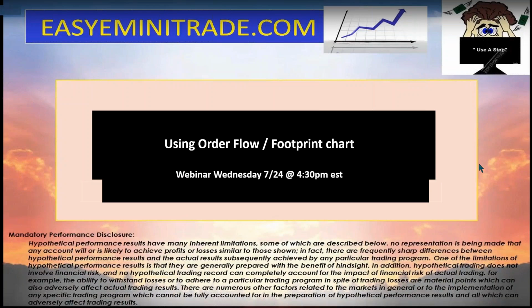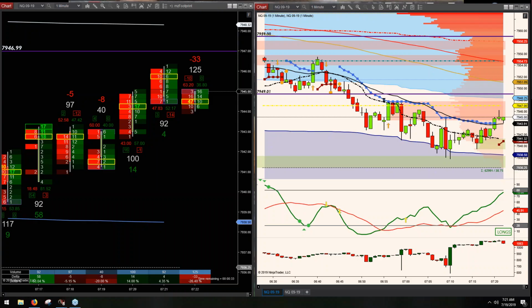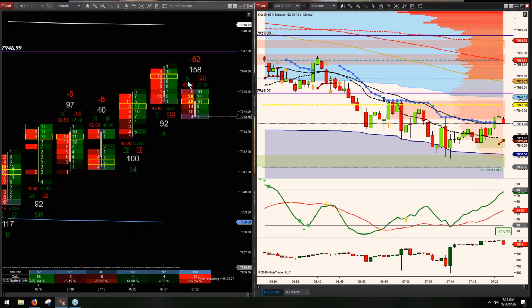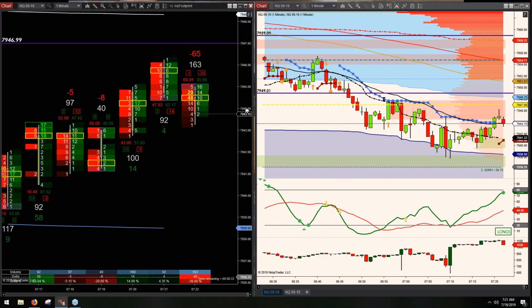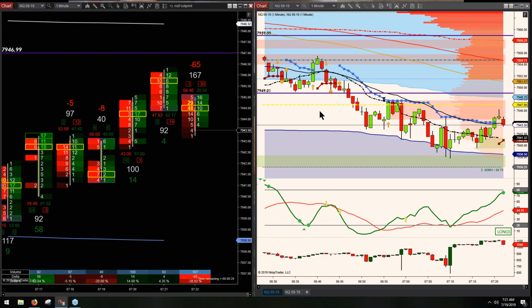Okay, so let's get started. All right, so what you're looking at is the NQ, and this is pre-market. So I chose to do this pre-market because we're going to have a lot less orders flowing in here, so it's a little easier to see. So I have a 1-minute chart on the right and a 1-minute chart of the footprint chart on the left.